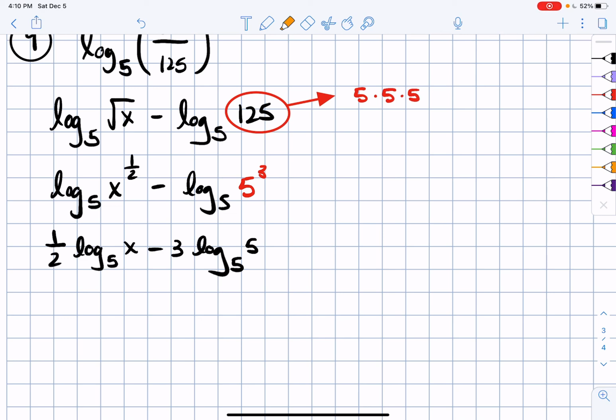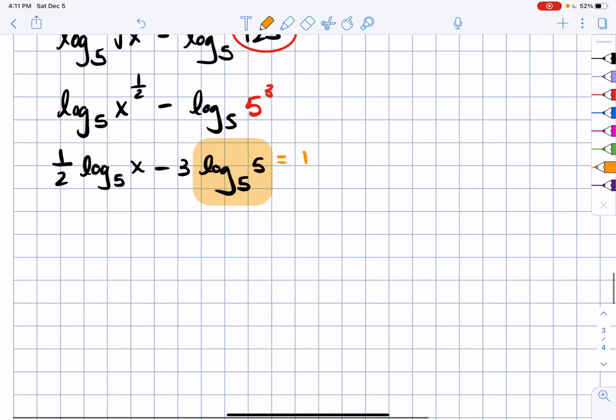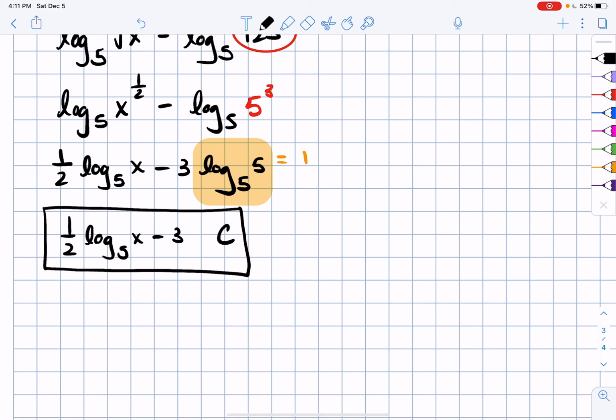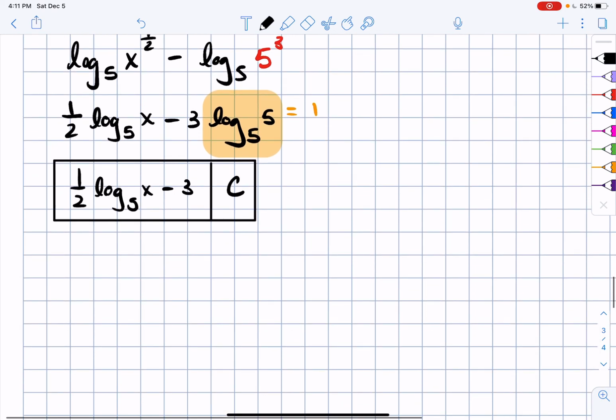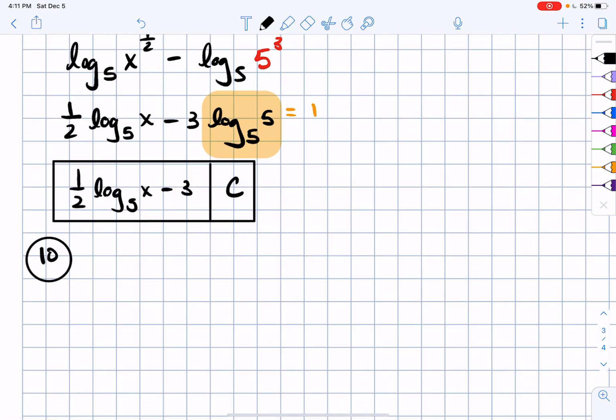Now the question is, what does this really mean, right? With that being said, that actually equals 1. Okay, so that means I'm going to have 1/2 log base 5 of x minus 3, because 3 times 1 is just 3. So that's going to be choice C. Voila. All right, 10. So 10, there should not be any work to it.